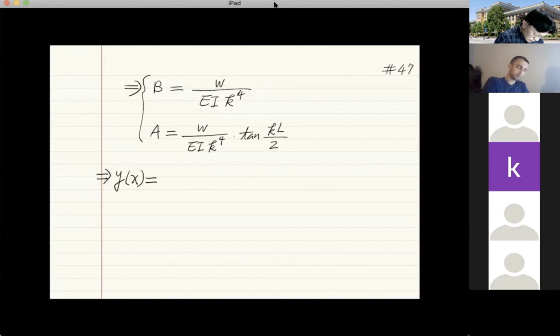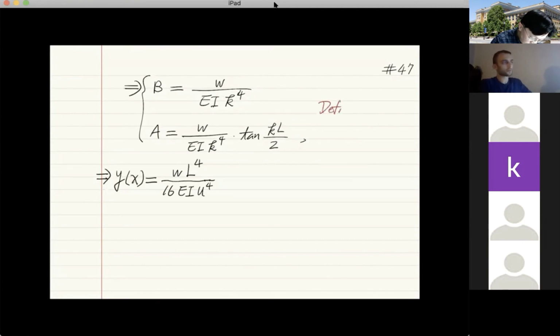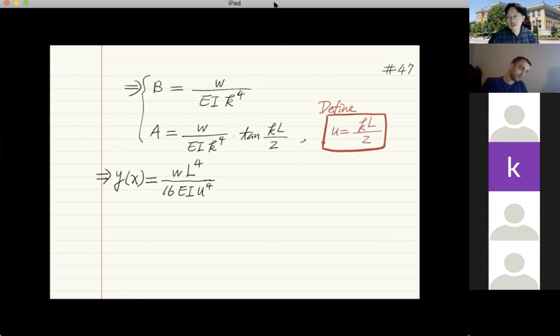That is this expression: W times L to the fourth over 16EI over U to the fourth. So what is this U here? U is a new variable we're going to define here. Let's define U to be KL over 2. That's it. Because we're going to use a lot of KL over 2, why don't we just call this whole thing U? We can simplify our writing and make sure we don't copy these expressions by mistake.